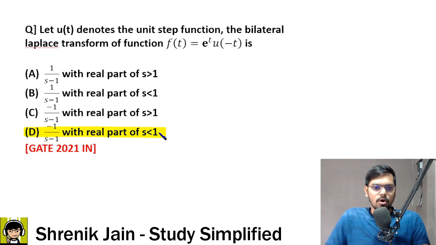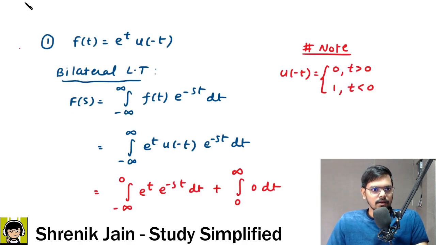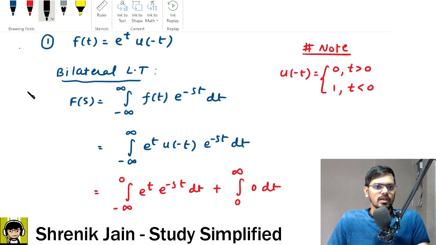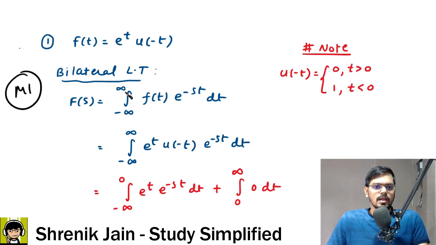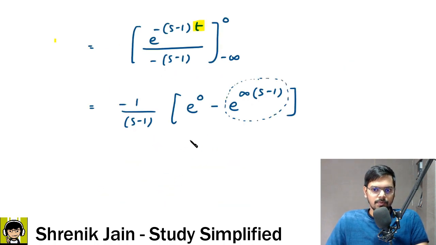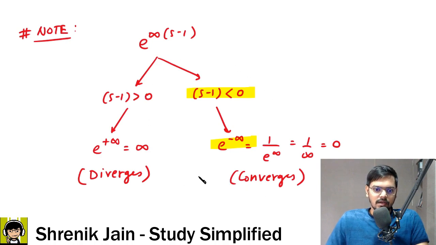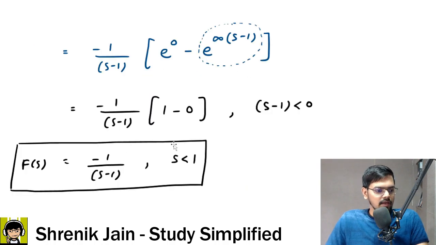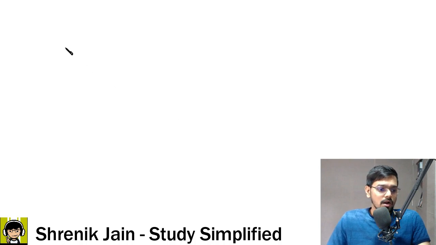Okay, so I hope you got the idea that this is method 1, a very layman version, a very layman technique to solve this question, like using the bilateral Laplace transform formula, then substituting, then solving the integration, going step by step, and then also understanding when it converges, when it diverges, and then arriving at the answer. But then there is a smart approach as well.